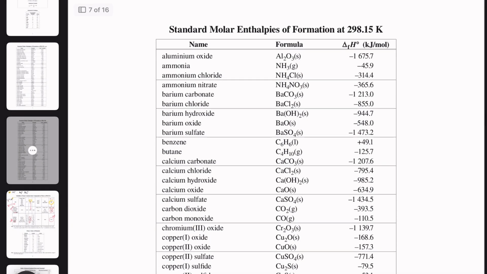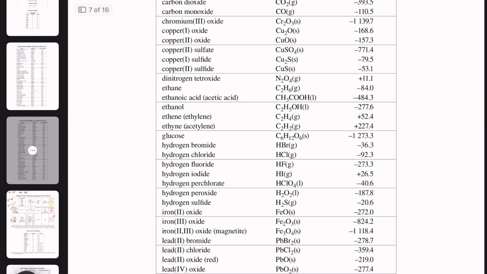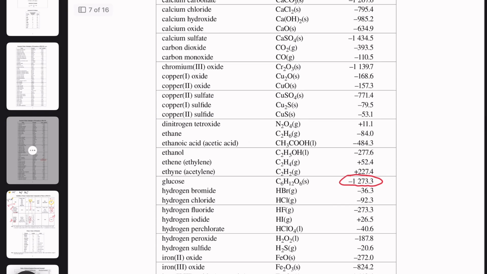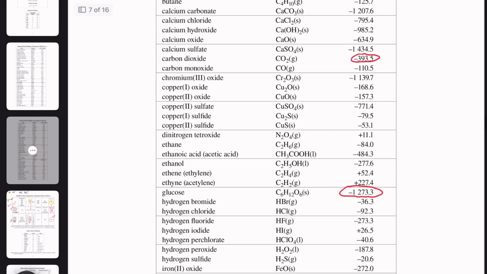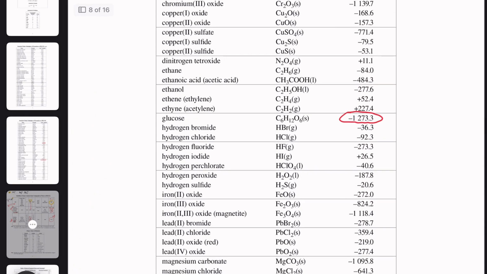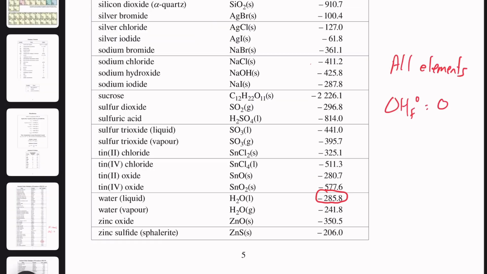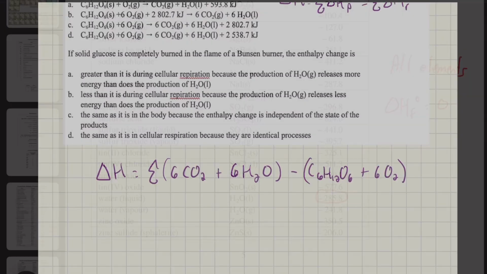So going to the standard molar enthalpies of formation, I'm going to go and find glucose. Here is that one value. Then I'm going to go and find carbon dioxide, which is the other value. Here, negative 393.5. Then I'm going to go to water, which is over here, water liquid. And then oxygen is not here because remember, all single elements have an enthalpy of formation of 0 since they're not actually making compounds.